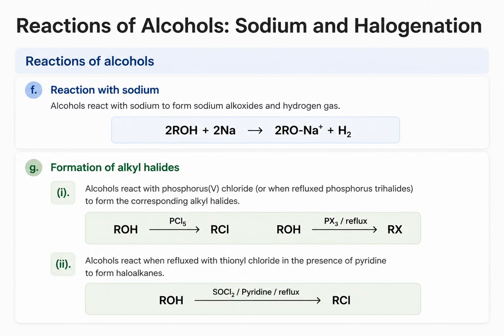Moving on to the reactions of alcohols. Alcohols react with active metals like sodium to form sodium alkoxides, liberating hydrogen gas in the process. We can also convert alcohols back into alkyl halides. This substitution is typically achieved using phosphorus pentachloride, phosphorus trihalides under reflux, or thionyl chloride in the presence of pyridine to neutralize the hydrogen chloride byproduct.